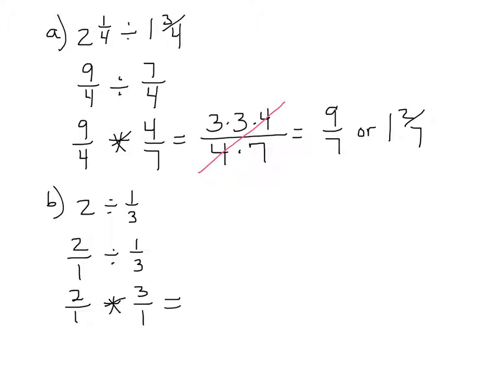And now you can just multiply straight across. And 2 times 3 is 6. 1 times 1 is 1. 6 divided by 1 is just 6. Alright, let's try 2 more.